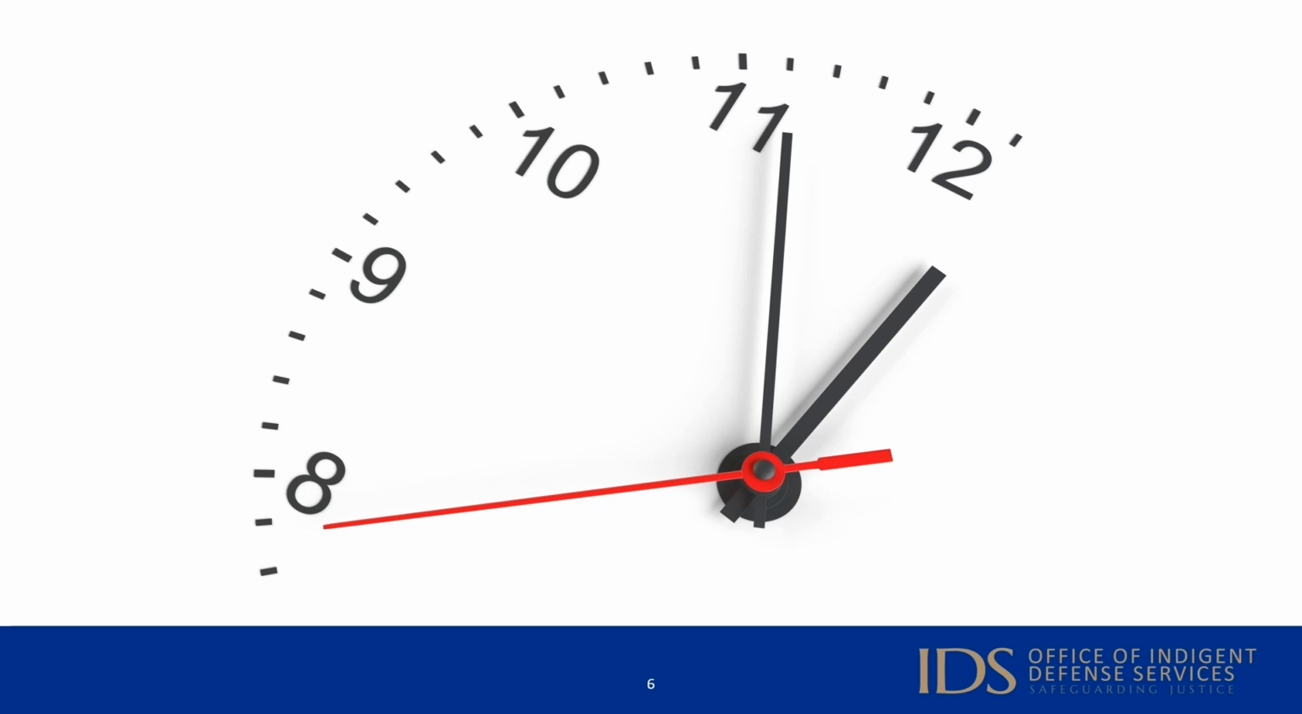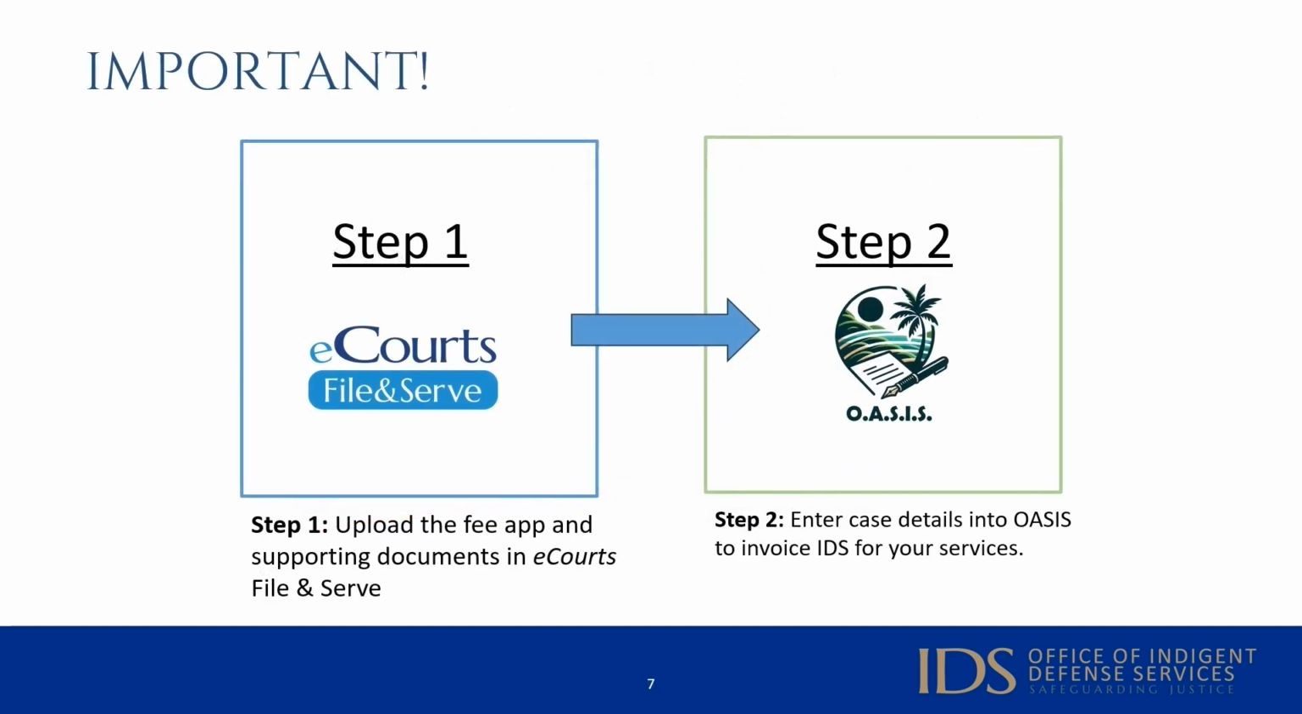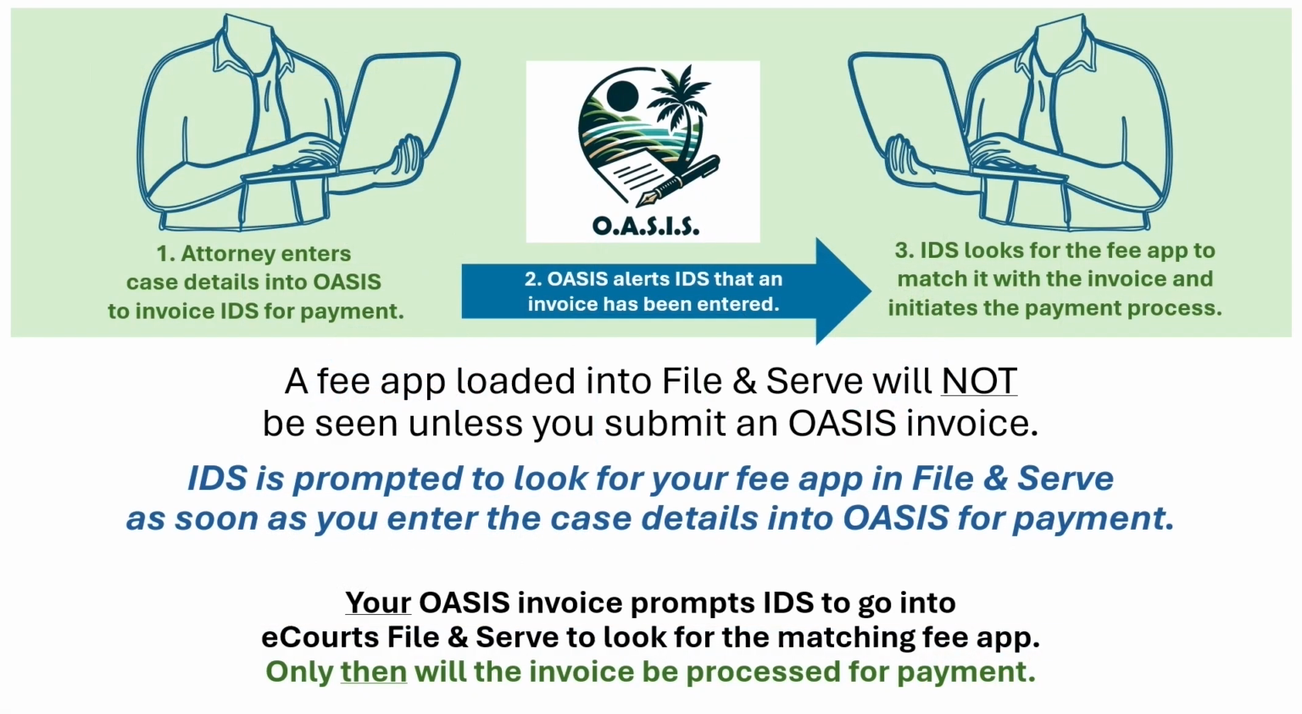Once a FIAP is uploaded into eCourt's File and Serve and the clerk accepts it, there is a finite amount of time that IDS will be able to view the electronic document in order to audit it and match it to an invoice. Therefore, you are strongly encouraged to complete steps 1 and 2, one right after the other. Please note, it is only through your submission of the OASIS invoice in Step 2 that alerts IDS that you have completed a FIAP and you are ready to be paid.